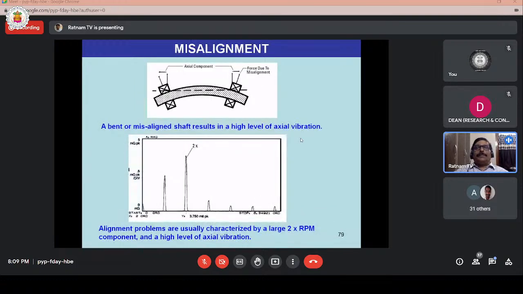In misalignment or bent shaft, any bent shaft or misaligned shaft results in high vibration levels, high axial vibration levels along the axis of the shafts, which can be found in the vibration spectrum. Alignment problems are usually characterized by a large 2x component. You can see this 2x component in the spectrum, which is very high when compared to the fundamental frequency.